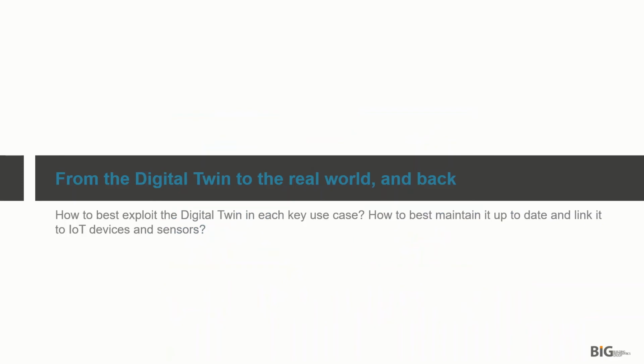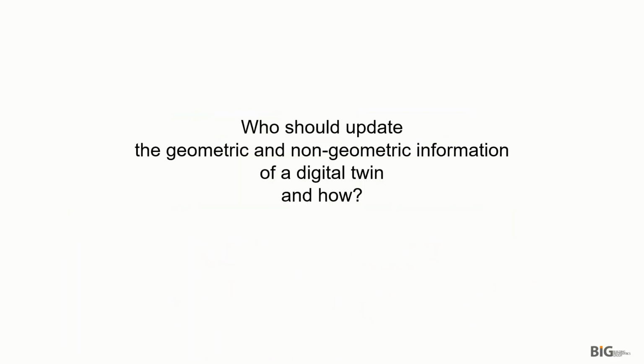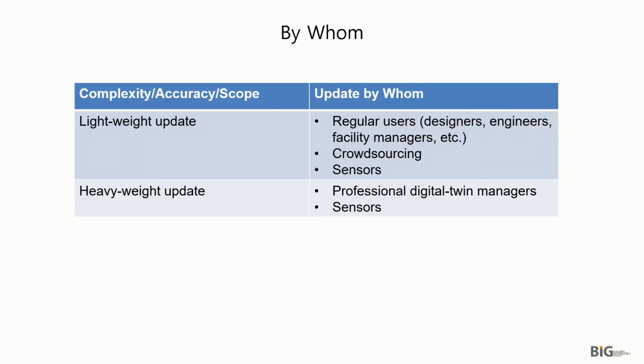From the digital twin to the real world and back, this is the update issue. So I paraphrase this question to: who should update the geometric and non-geometric information of a digital model or digital twin model, and how? For the lightweight update, I think it should be done by regular users of a system. By regular users, I mean engineers, designers, facility managers. We can do crowdsourcing, or we can use sensors. Of course, for heavyweight updates, in terms of complexity, accuracy, and scope, we need a professional digital twin manager or engineers.